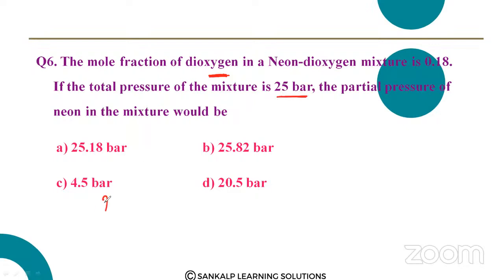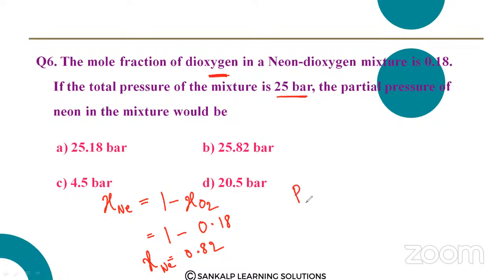First we have to find the mole fraction for neon. It will be 1 minus psi O2, so 1 minus 0.18. This is the mole fraction for neon, so it is 0.82. Now, how do you find the partial pressure? The partial pressure of one component is given by the mole fraction into the total pressure.